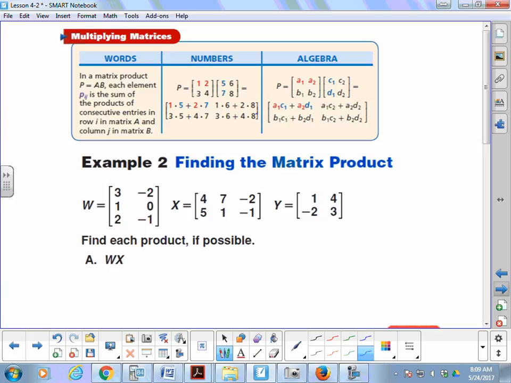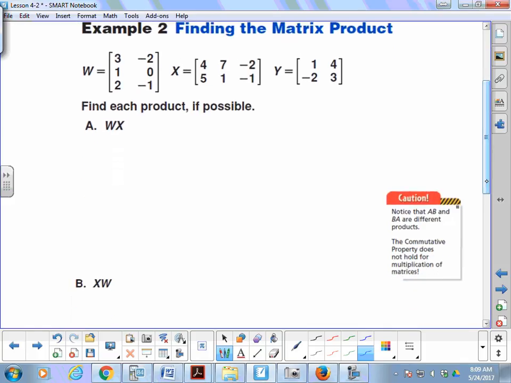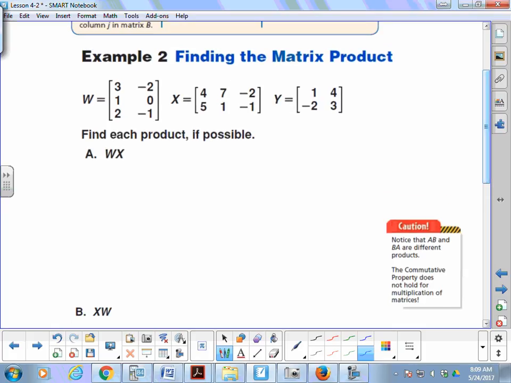So row 1 times column 1 is entry 1,1. Row 1 times column 2 is entry 1,2, and so on. I'll write it all out as we go through here. First, WX. The first thing is, can I multiply them together? Let's look at them. We have a 3 by 2, a 2 by 3, and this one is a 2 by 2. Write all three of them down on your paper first before we go any further.